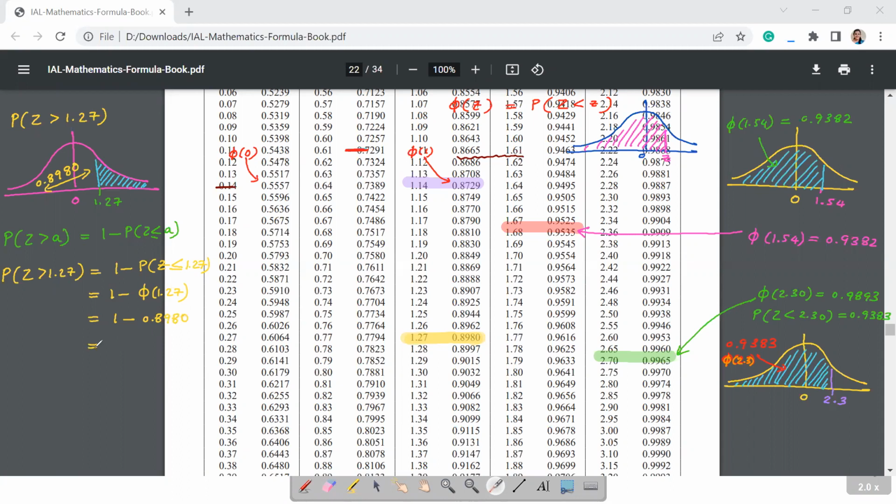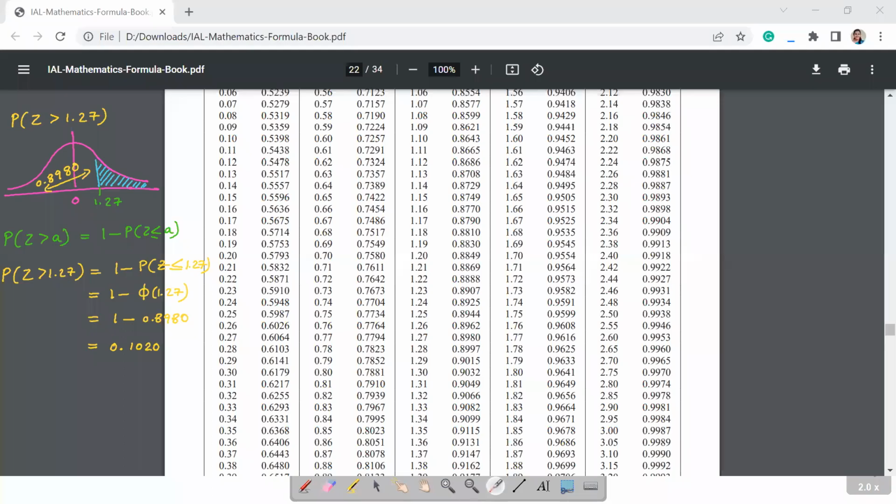And then it's just a matter of calculating, right? So in the calculator, you type 1 minus 0.8980. And then what is the answer? So you get 0.1020. Is this correct? Yeah. All right, guys. So that's correct, right? So it's 0.1020. Visually, it's this area, the blue color area.